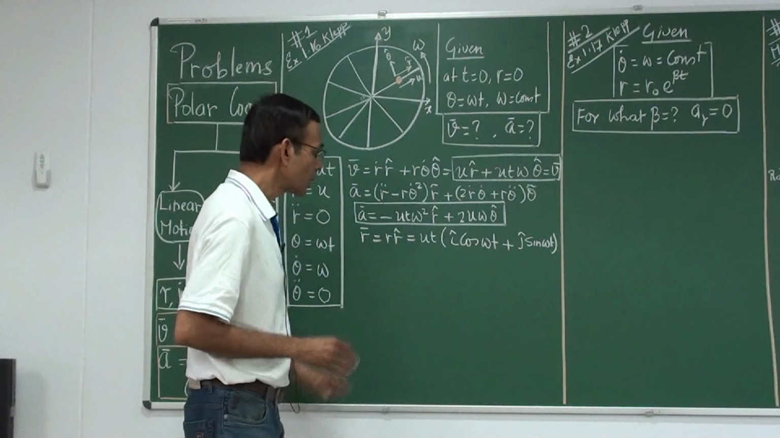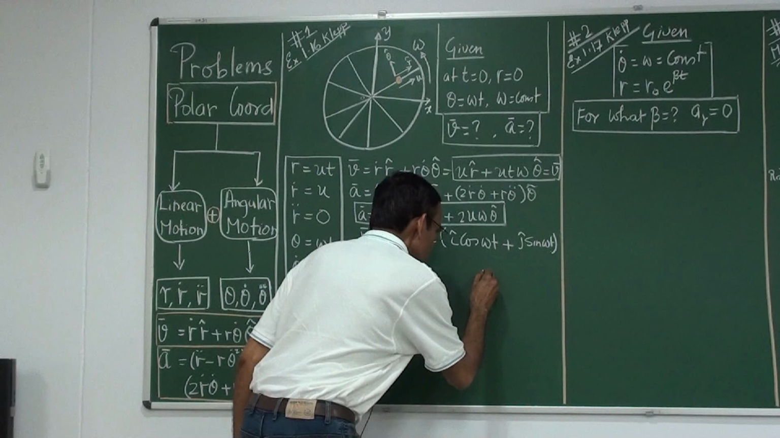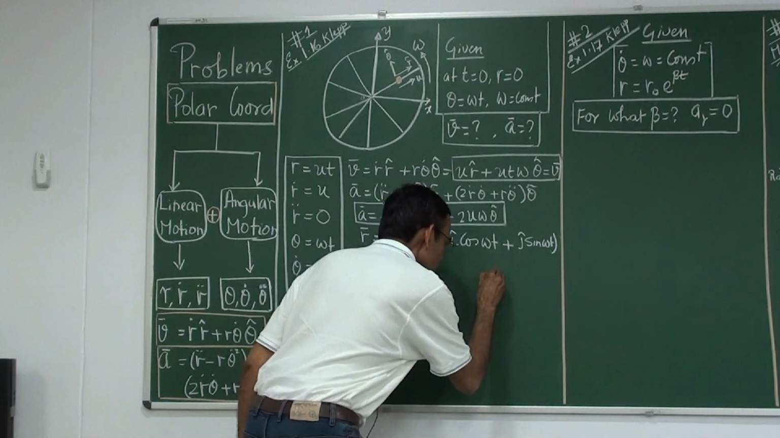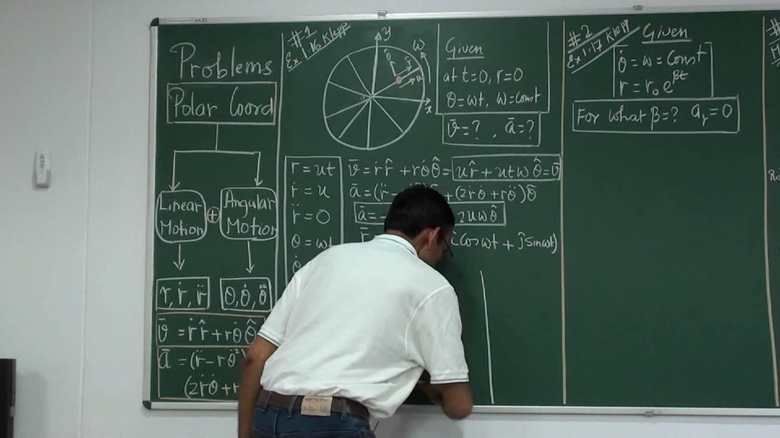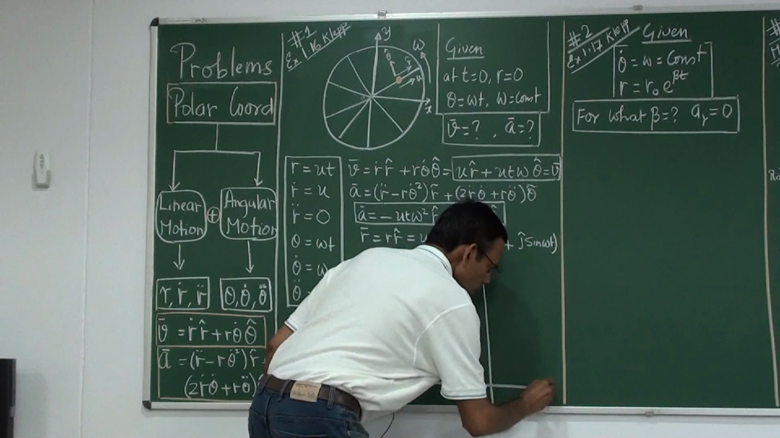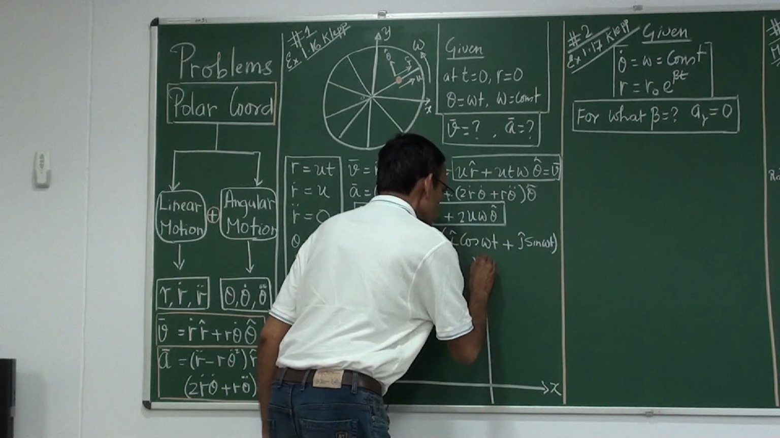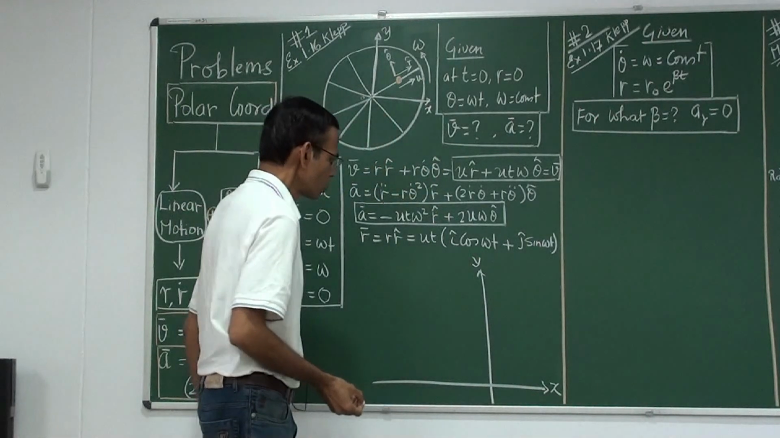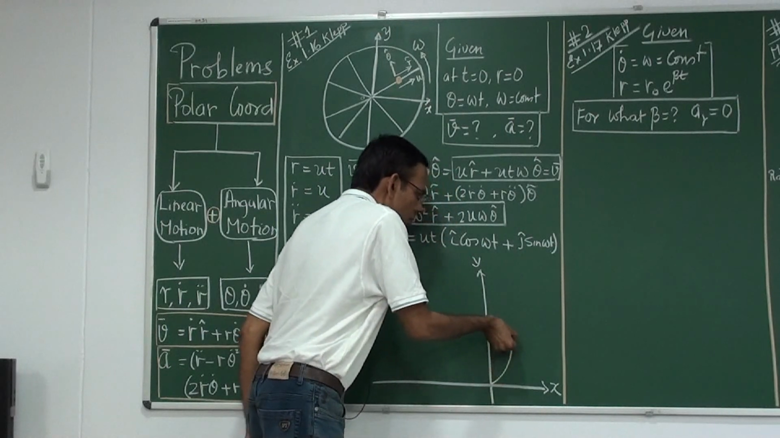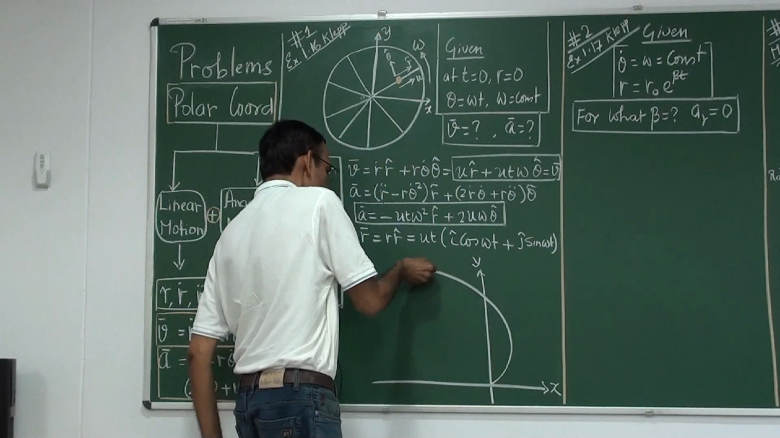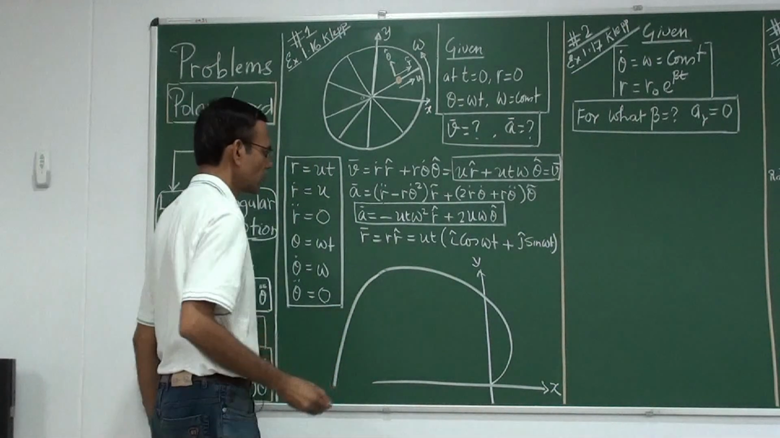Now, let us plot it. If we plot the position vector, this is your x-axis and this is your y-axis. If I plot it roughly, it will be something like this.